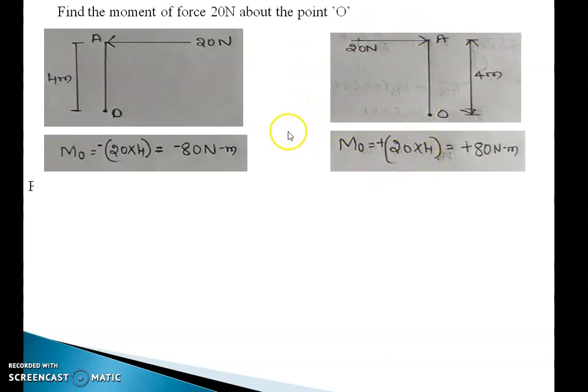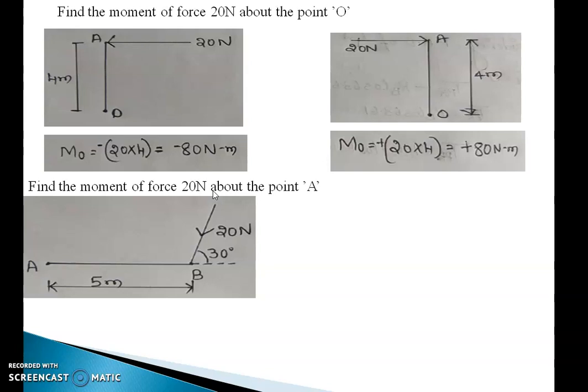Okay, we'll go to one more problem. Find moment of force 20 Newton about point A. In the previous problem also there is a note, they didn't mention the moment center, but they mentioned point O. So O is my moment center. Here, in this particular problem, I need to find moment of the 20 Newton force about A.